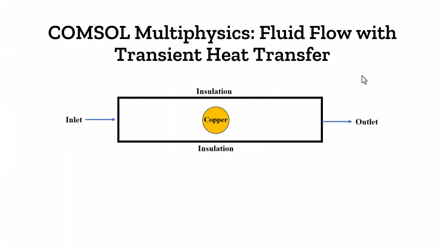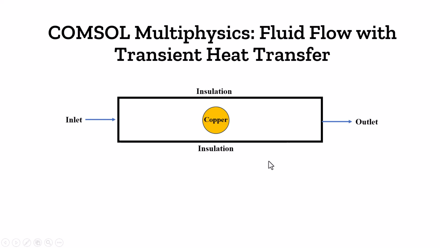I'm going to show you how we can simulate fluid flow with transient heat transfer in COMSOL Multiphysics. This is our computational domain and this is our inlet boundary condition. This is our outlet boundary condition. The top and bottom boundaries are insulated, and there is a copper heat source inside our domain, and our objective is to find the temperature distribution as a function of time inside our domain.